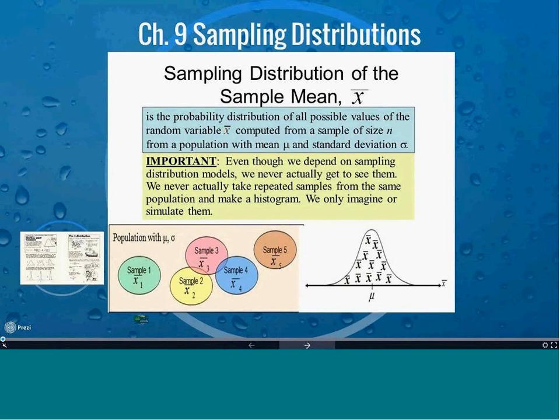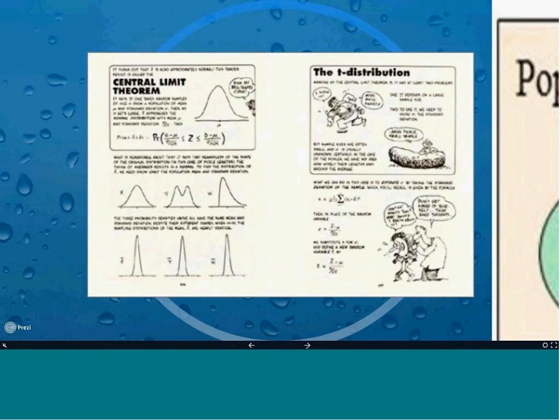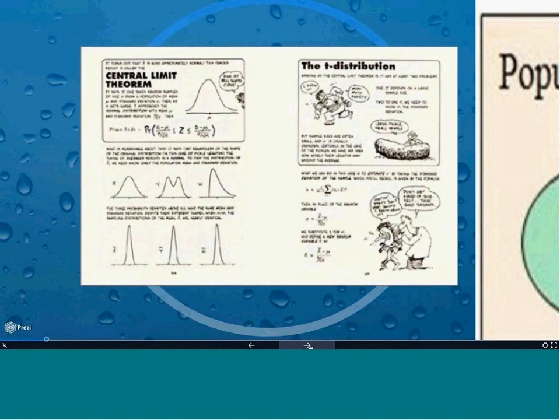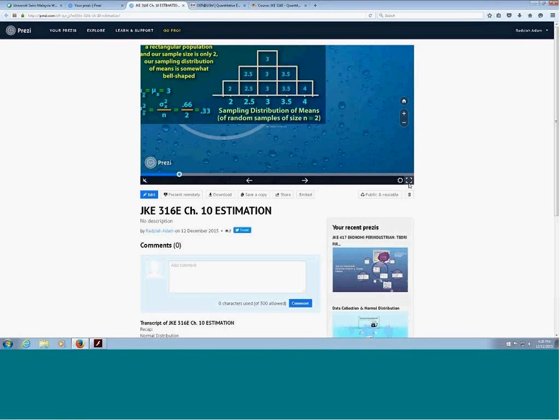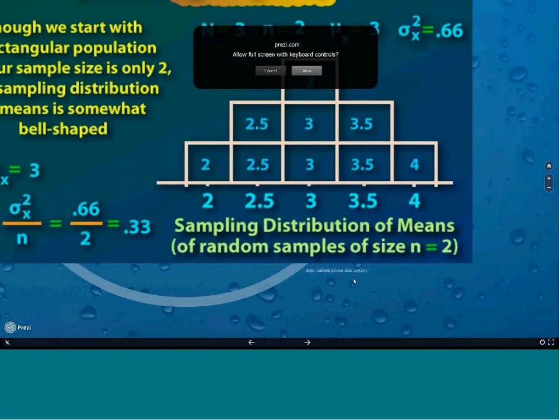Next part, from that sampling distribution, we have the central limit theorem. This one is not clear, but I have something clearer. This is the part.